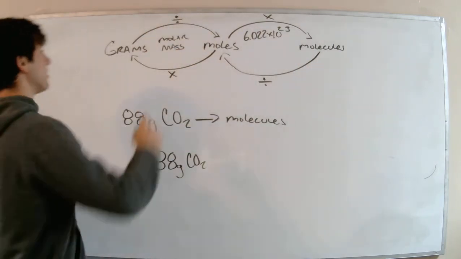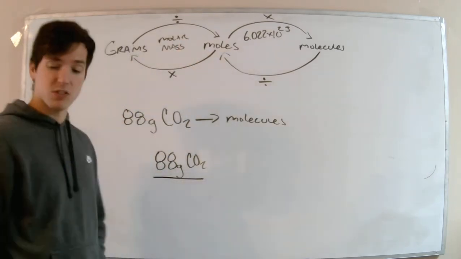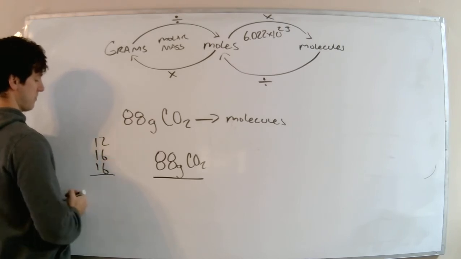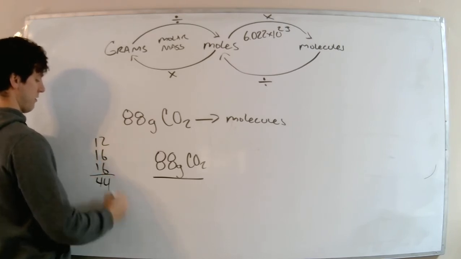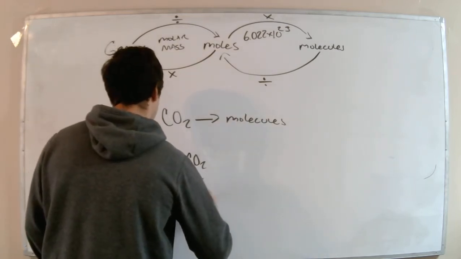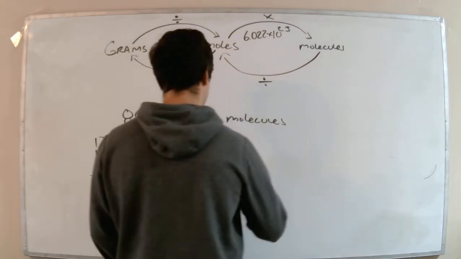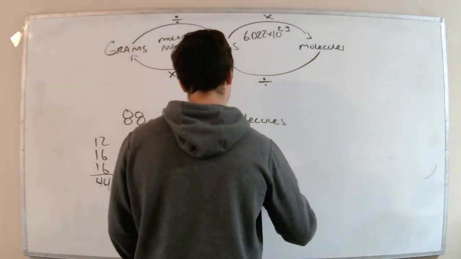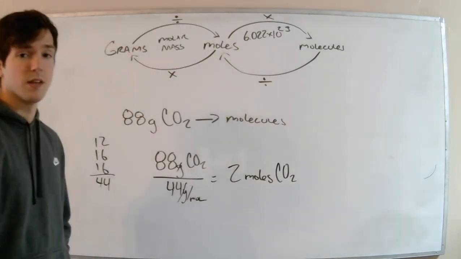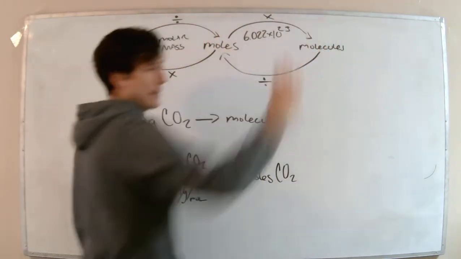So what I'm going to do is divide by molar mass. The molar mass of CO2, carbon is 12, oxygen is 16, so that should be 44. So I'm going to divide by 44 grams per mole. Grams cancel out. I'm left with moles. Hey, my units are looking good. I got 2 moles of CO2. But again, I don't want to stop at moles. I want to get to molecules.